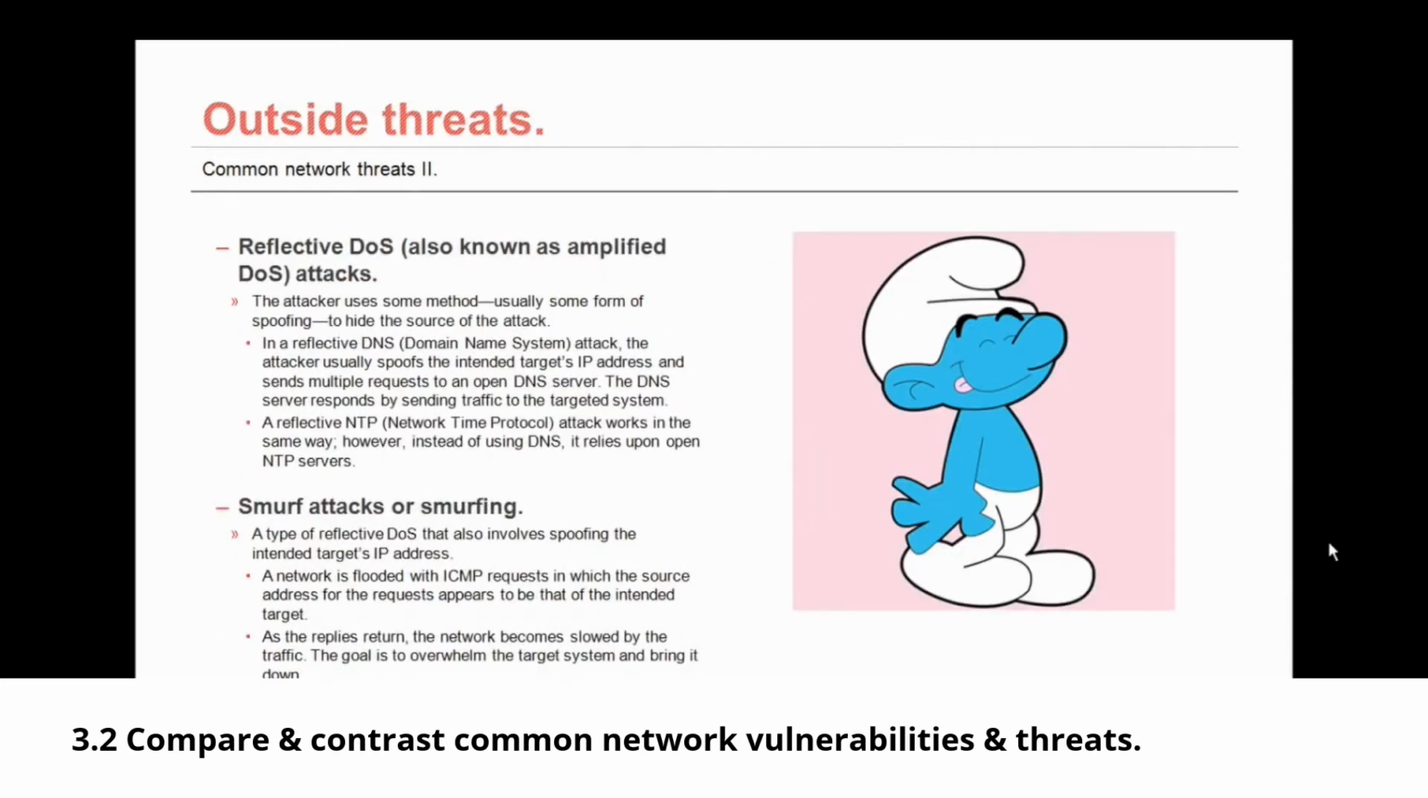There's the reflective denial of service attack. It's also known as an amplified DoS. The attacker uses some method, usually some form of spoofing, to hide the source of the attack. In a reflective DNS attack, the attacker usually spoofs the intended target's IP address and sends multiple requests to an open DNS server. The DNS server responds by sending traffic back to the targeted system, and the attacker's hope is that the response from the DNS server will overwhelm the targeted system.